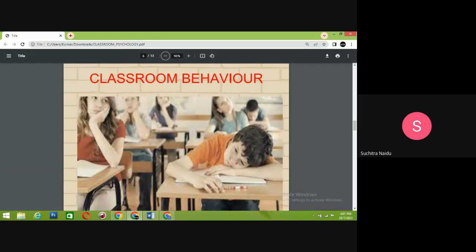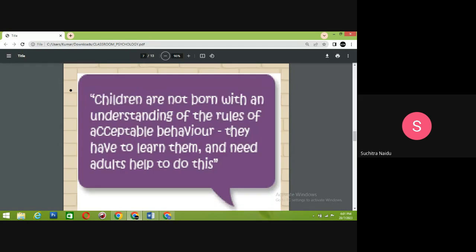Now, next slide. Children are not born with an understanding of the rules of acceptable behavior. As a default, this chip is not inserted in them. They have to learn them and need adults to do this. So as the adult in the classroom, we have to teach them. This is how you have to dress up. You can't dress up as if you're going for a party.